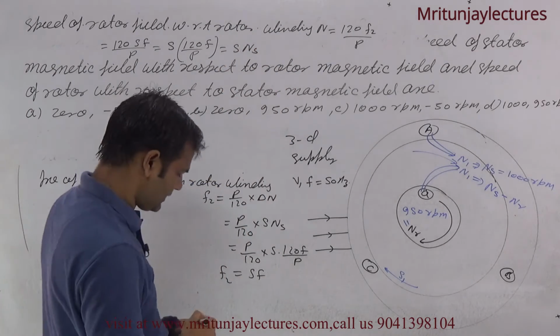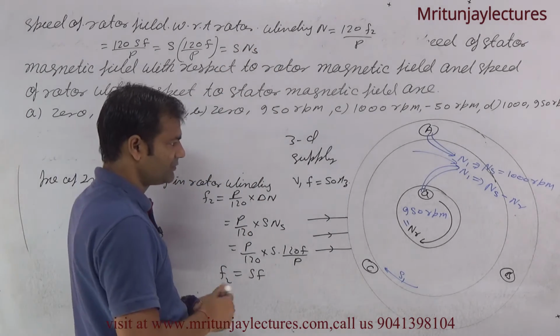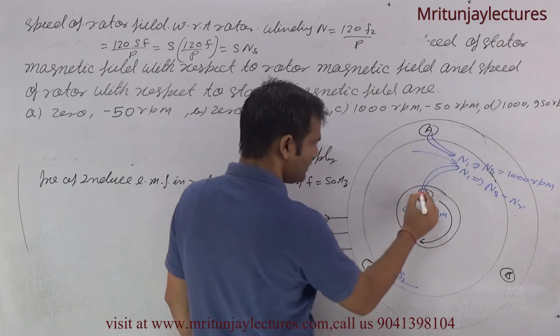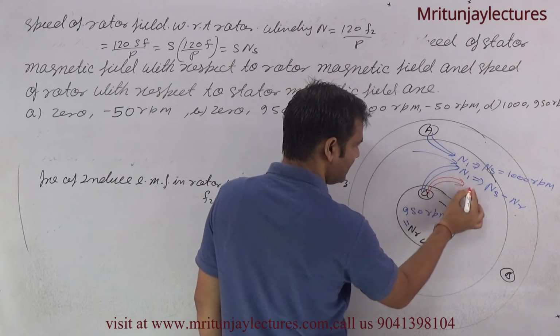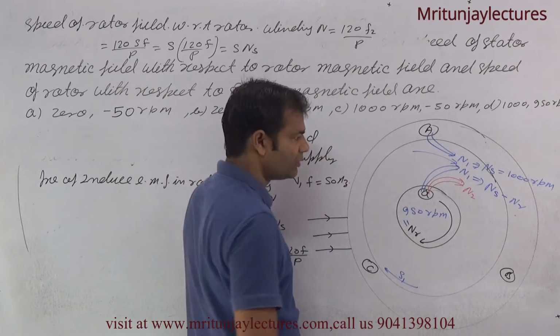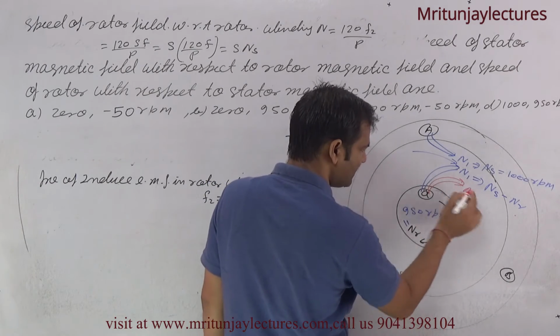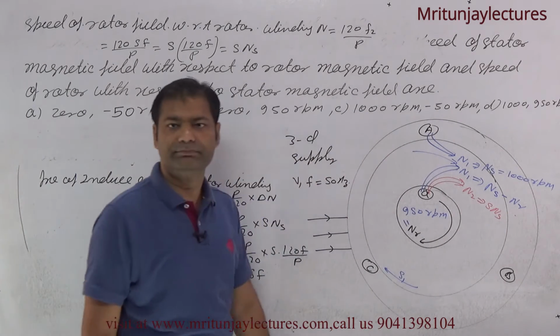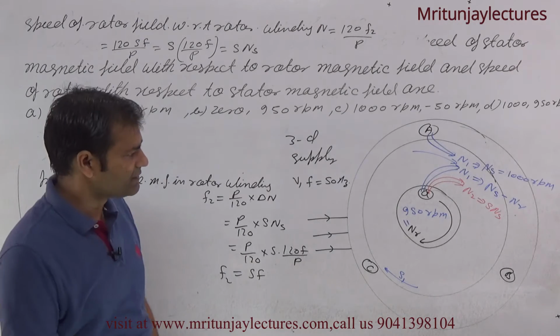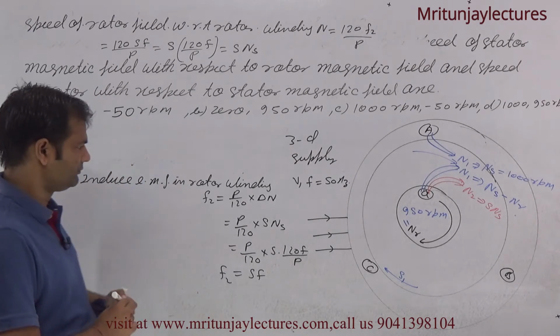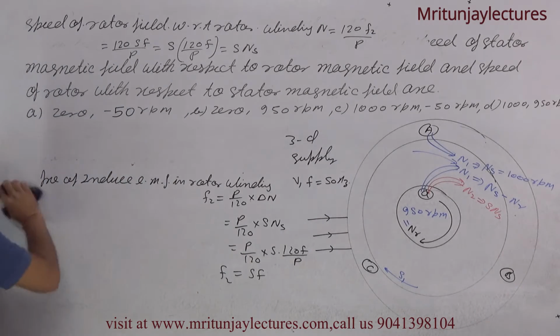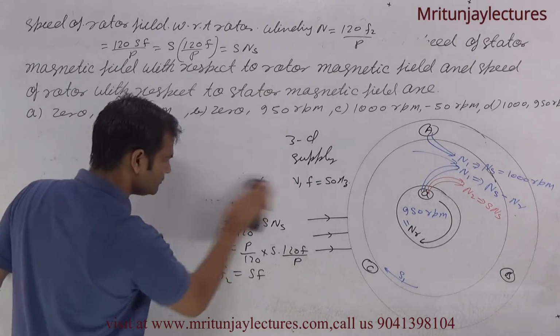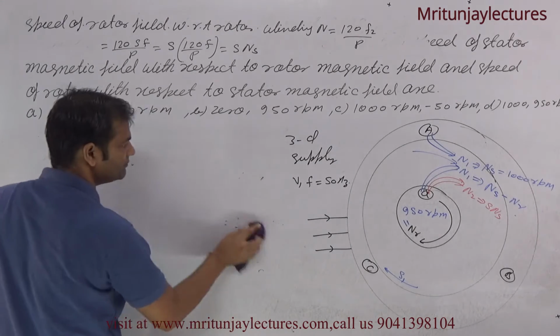So if you sit on the rotor and see the rotor magnetic field N2, the rotor magnetic field with respect to the rotor winding, which one? S Ns. Clear? This is also S Ns. Now make a linear diagram.